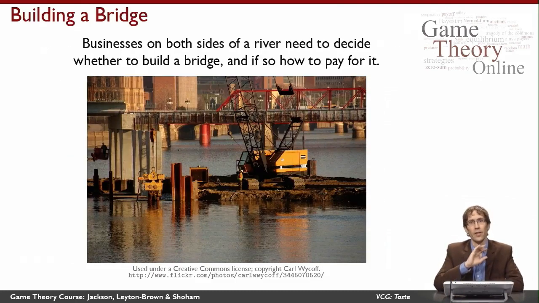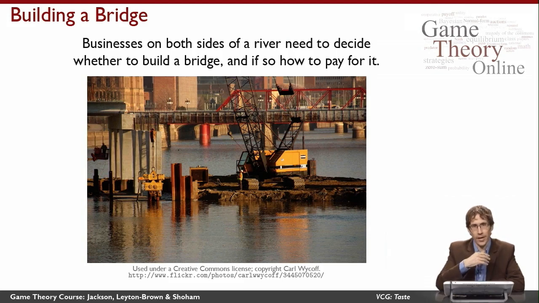Let's imagine here the simplest possible outcome space. There are just two things that could happen. I have a set of businesses on two sides of a river, and the two outcomes are that a bridge could be built or could not be built.